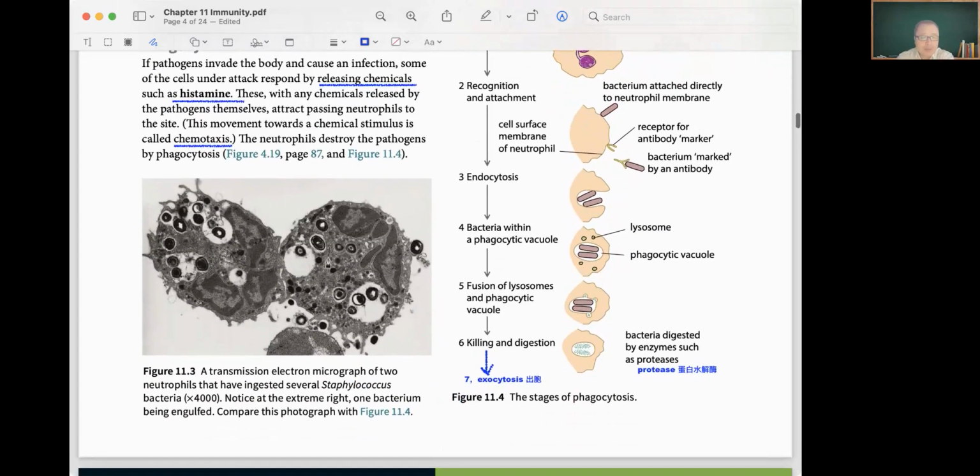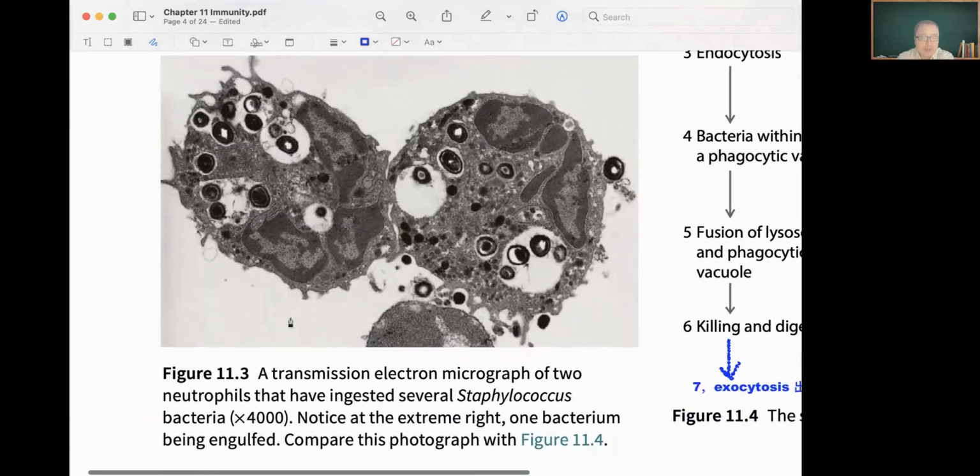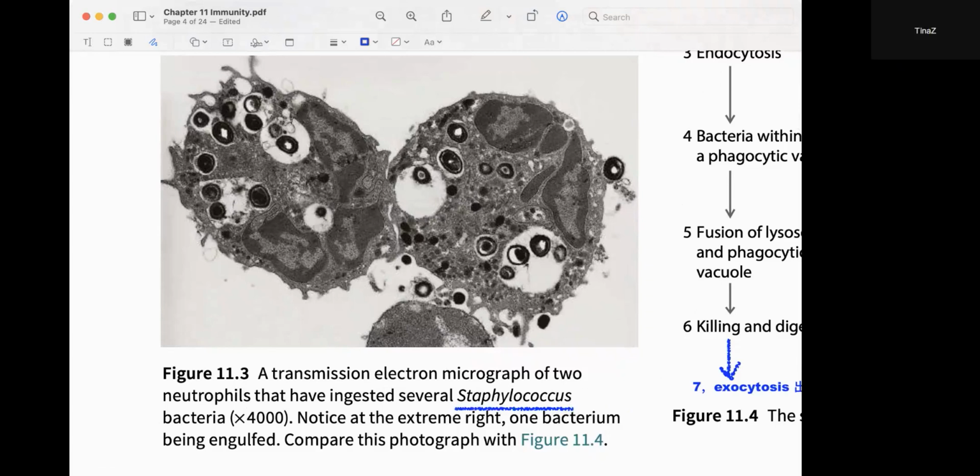Please look at this figure 11.3, a transmission electron micrograph of two neutrophils that have ingested several staphylococcus bacteria. What is staphylococcus? We mentioned it in the previous class. What is staphylococcus in Chinese? 葡萄球菌, right? Streptococcus 链球菌, Staphylococcus 是葡萄球菌, Staphylococcus aureus 金黄色葡萄球菌, Staphylococcus epidermidis 表皮葡萄球菌.